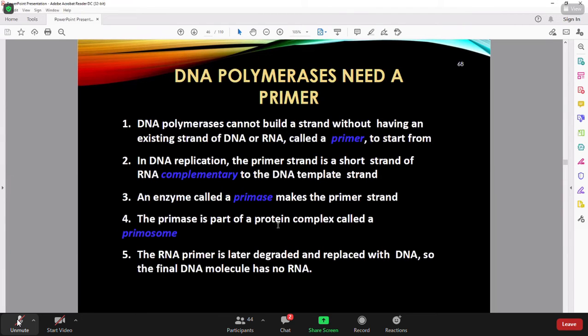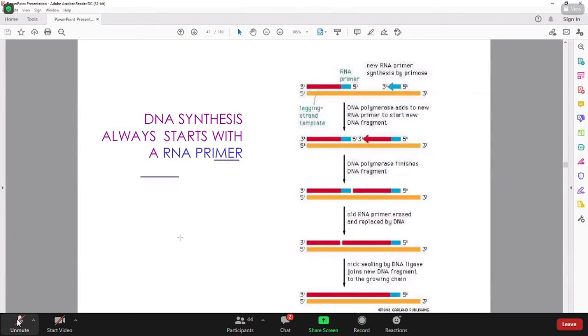The primase is part of a protein complex called a primosome. This primer is later degraded and replaced with DNA. So the final DNA molecule will have no RNA, because the ultimate goal of this process is to make a copy of DNA. So RNA is going to be degraded and replaced with DNA. Okay, let's see, we have this.